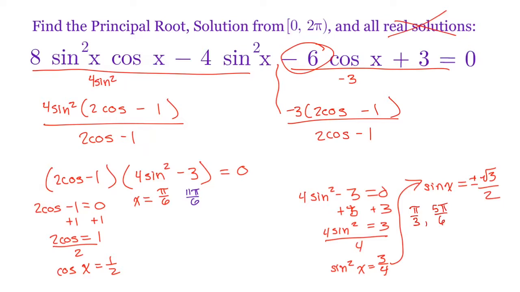for negative square root, and then their secondary angles are at 2 pi/3 and also at, sorry, that's not 5 pi/6, it's supposed to be 5 pi/3. I am stuck on writing 6s today. Okay, and then the secondary one for 5 pi/3 is at 4 pi thirds.